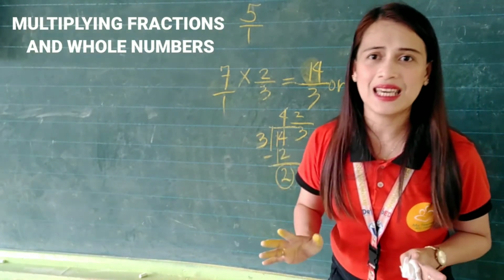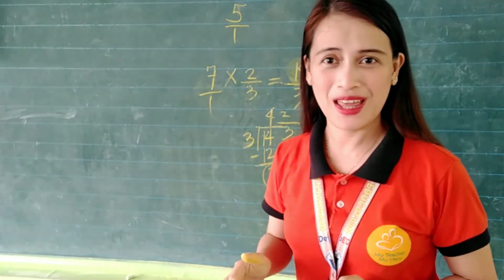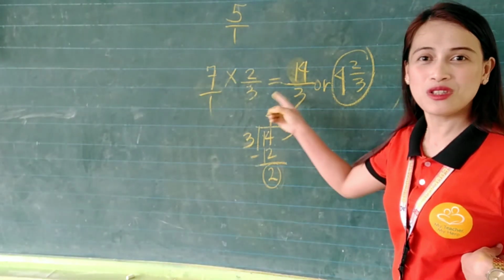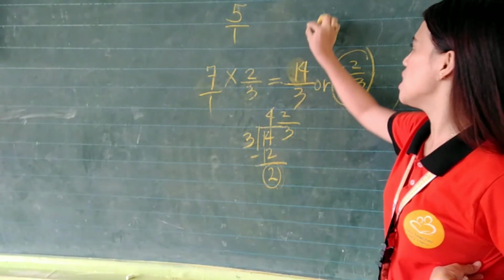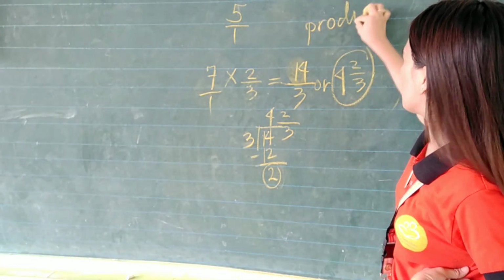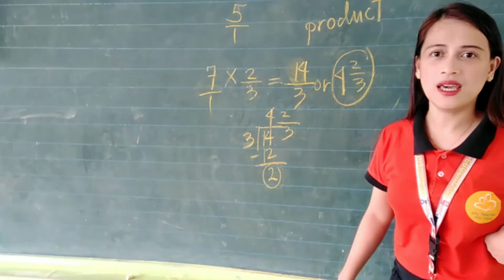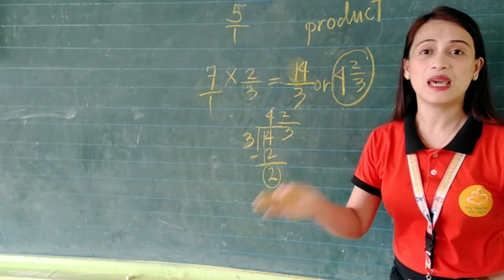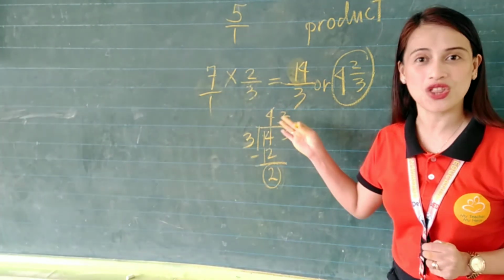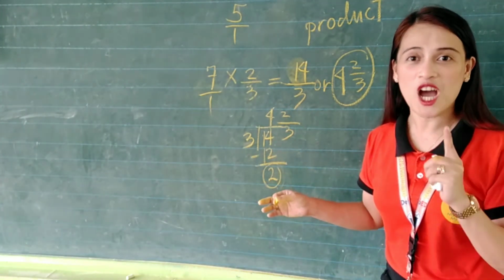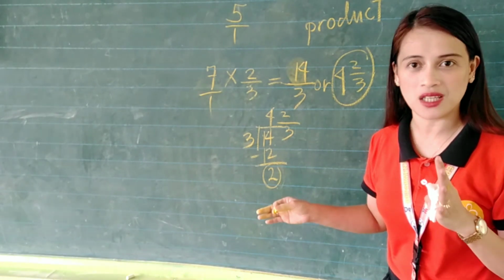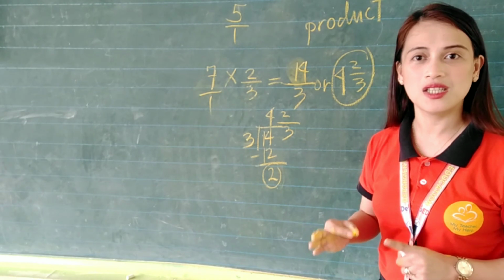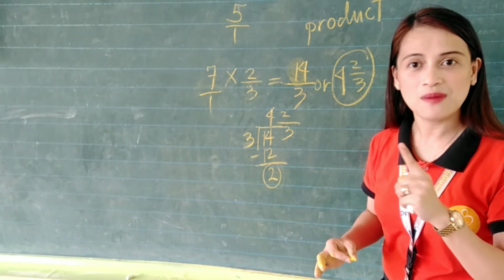So, that's it, kids. So, by the way, before we end this video, magtatanong muna si teacher, ano nga ba yung tawag sa sagot ng multiplication? So, it's product. So, kapag sasabihin, find the product of 7 and 2/3, pasabot na i-multiply lang natin si 7 ug si 2/3. So, product is the answer of multiplication. If sasabihin, find the product of 1/2 and 2/3, meaning 1/2 times 2/3.